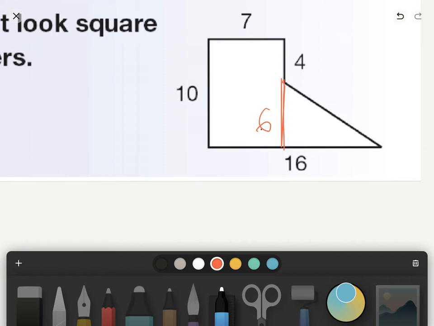And then to figure out the base here, if this is 16 and this is 7, then what does this have to be? Yes, 9. Sorry, one more time. 9. Yes. So we'll call you 9.